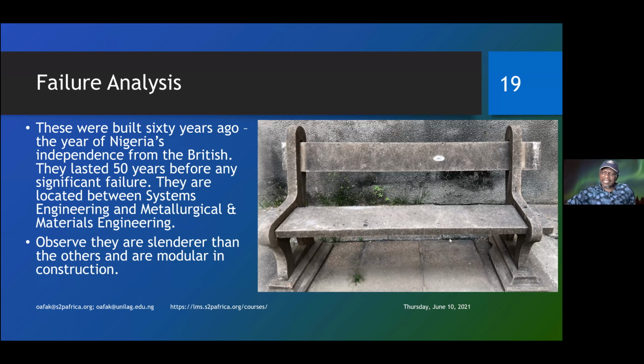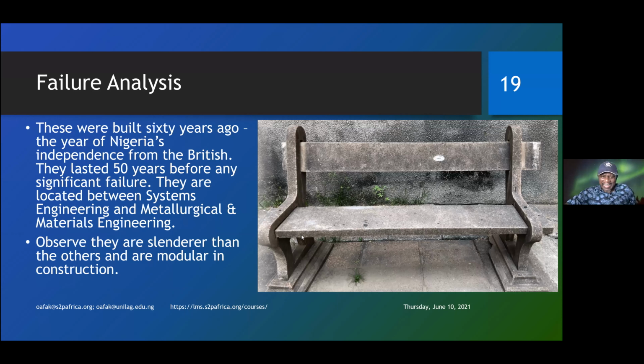Okay, so you see this drawing here. This picture is a concrete bench that was made 60 years ago. In fact, it was made 61 years ago, in 1960, the year of Nigeria's independence from the British. They lasted 50 years before any significant failure. They are located between the systems engineering and metallurgy and materials engineering buildings.